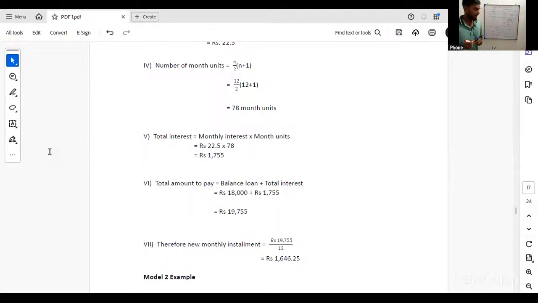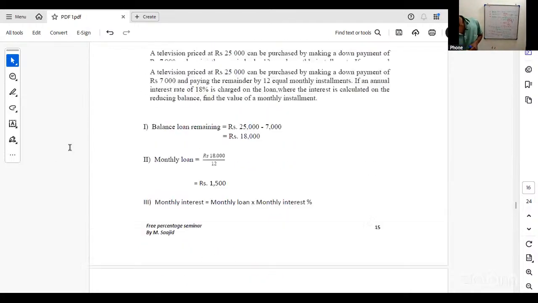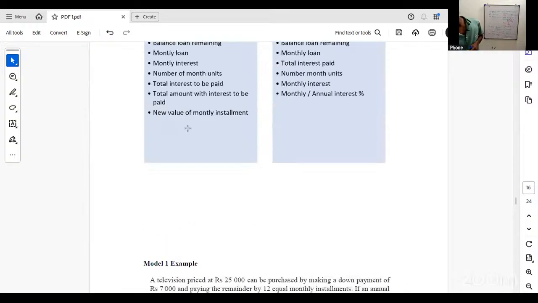Okay. Last step. I'll write it here. There's no space. Last step is the seventh one. Last one is what? The new value of the monthly installment. You need to take this total amount with the interest. How much is that?